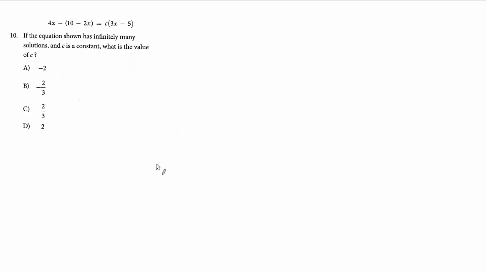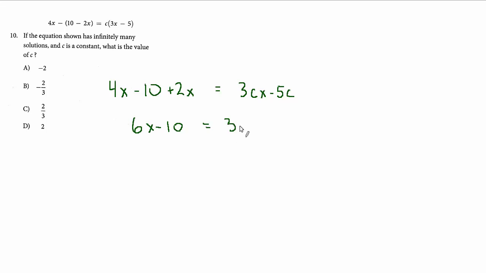10. If the equation shown has infinitely many solutions and c is a constant, what's the value of c? So let's simplify the left side by distributing that negative. So we can say that that's 4x minus 10 plus 2x, and then we can distribute the c on the right side, so we get 3cx minus 5c. And then if we just clean up the left by combining like terms, this becomes 6x minus 10, and no change on the right, that's still 3cx minus 5c.